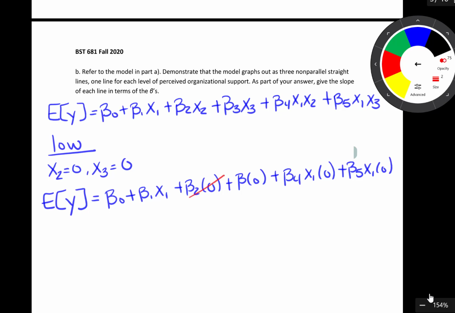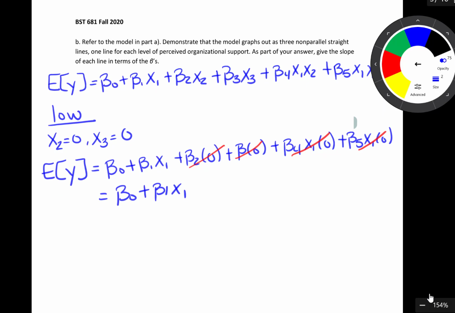So notice that all of these terms become 0, and so we're just left with the following. So in other words, we're just left with the simple linear regression when we only had x1 as our predictor. Notice this is because we have let low be our base case. So the simple linear regression, when we have x1, is looking at what happens at the base case.